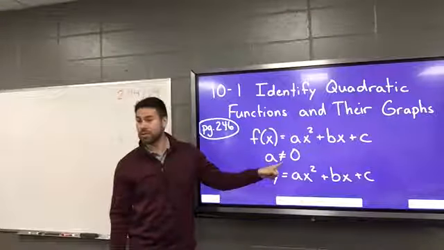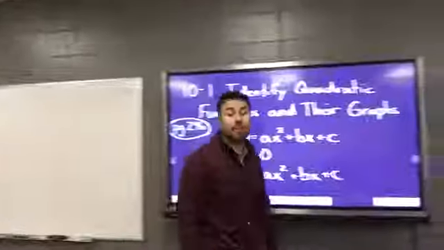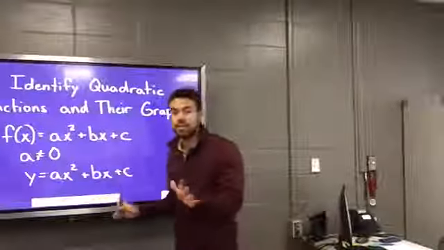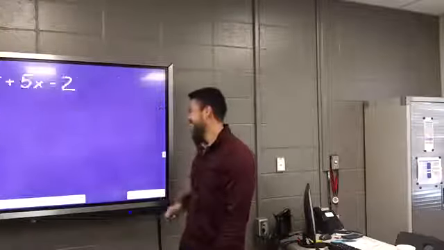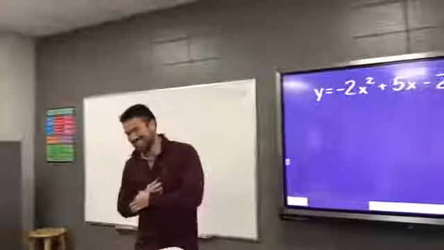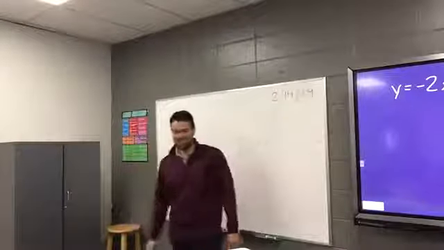If it's equal to 0, it's not a parabola. It could be a line, and it usually is, I would say. You could say it's equal to anything but 0. So mathematically say a is not equal to 0.